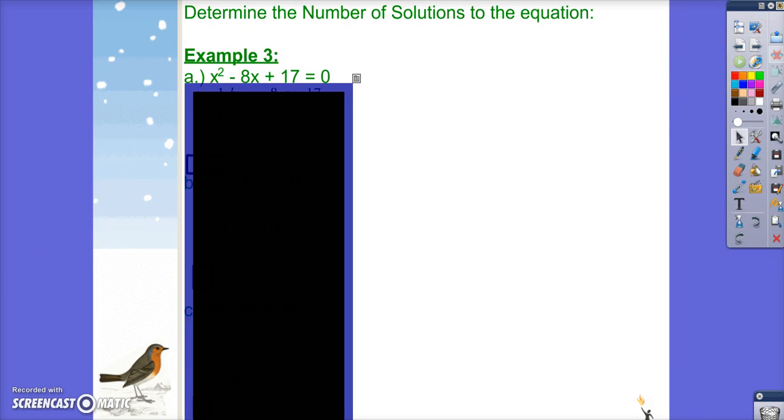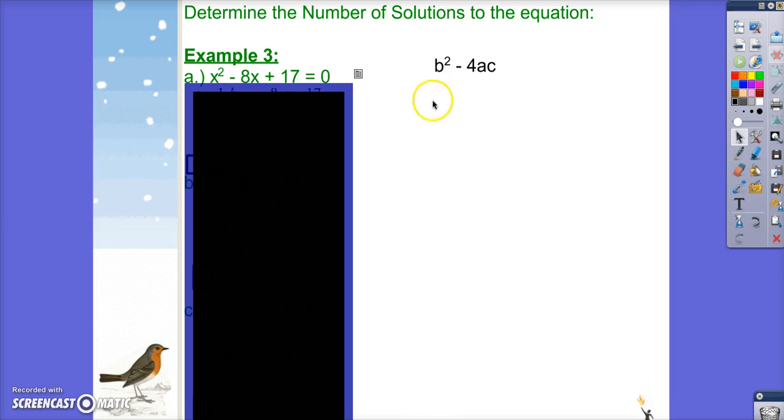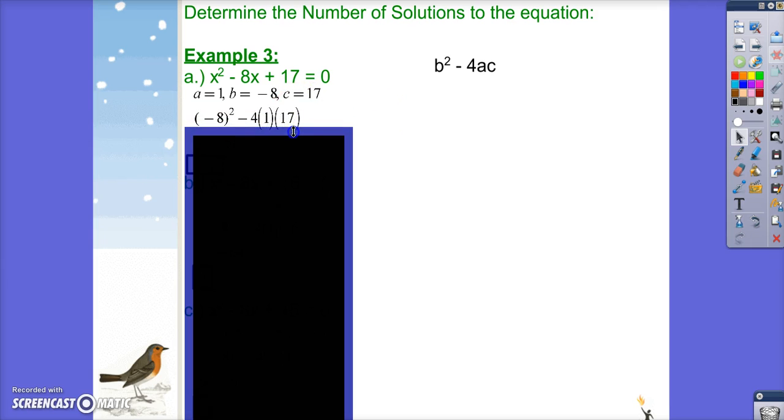So let's take a look at how we solve them. We have x squared minus 8x plus 17 equals 0. We're going to determine the number of solutions to the equation. Once again, we are using that b squared minus 4ac. No square root, just what's under the square root. So once again, we have to label a, b, and c. a is 1, b is negative 8, c is 17.